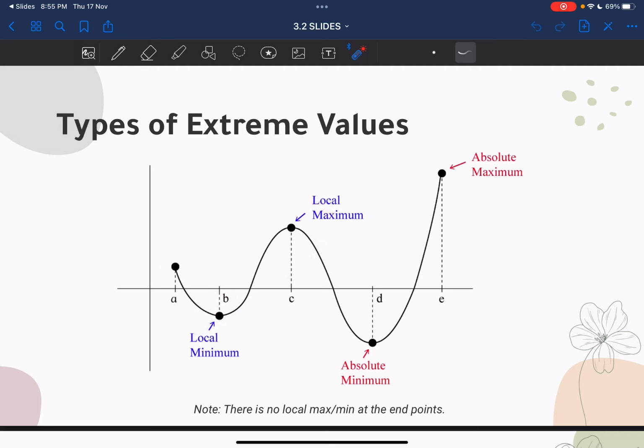As for absolute minimum, it's the smallest value of a function over the entire domain. And for the absolute maximum, it is the largest value of a function over the entire domain. You have to note that there is no local maximum or minimum at the endpoints. So this is the endpoint and this is the endpoint. Notice how this endpoint is an absolute maximum. It's not a local maximum or a local minimum, and this endpoint also.